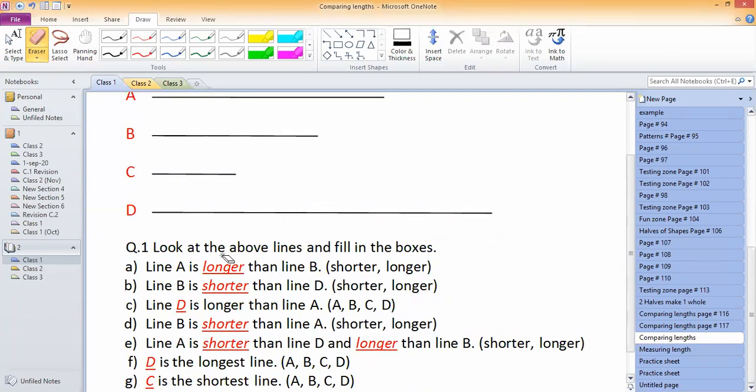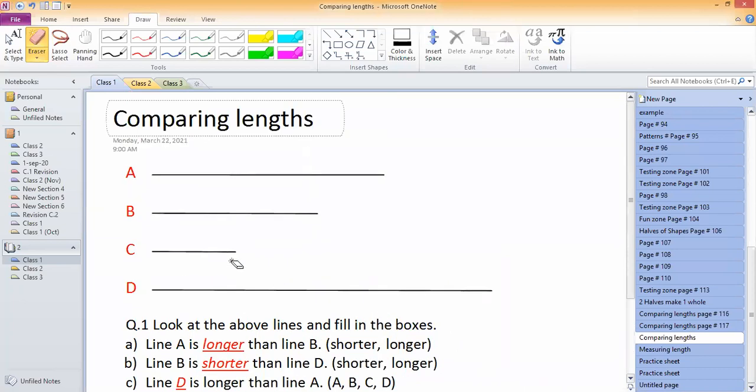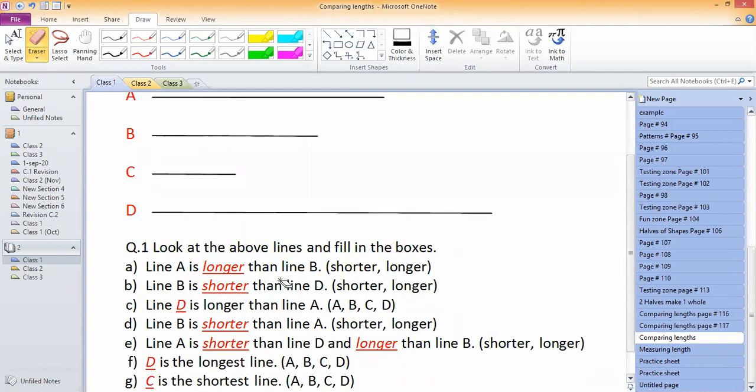The second question was about line B. Line B is dash than line D. So you will check the length of line B. This is line B and this is line D. You can easily say B is shorter. It is not longer than D. So B is shorter than line D. Then you will check line dash is longer than line A.